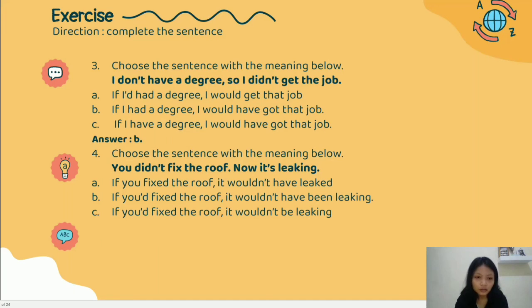Number 4. Choose the sentence with the meaning below. You didn't fix the roof. Now it's leaking. The correct answer is C. If you had fixed the roof, it wouldn't be leaking.